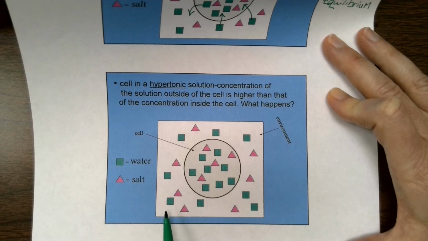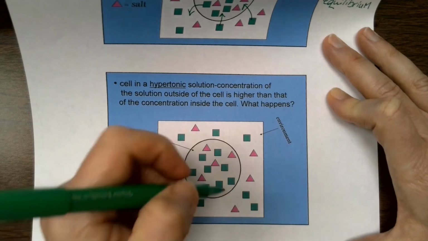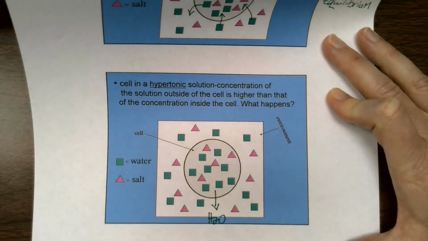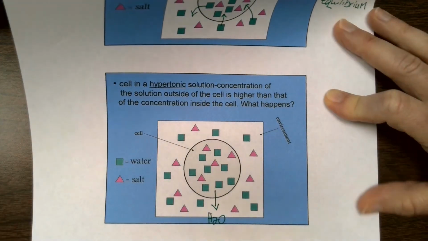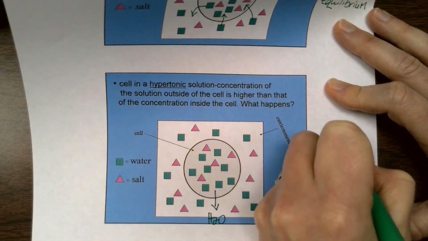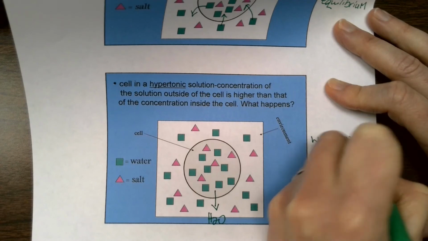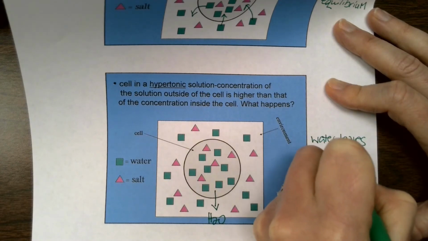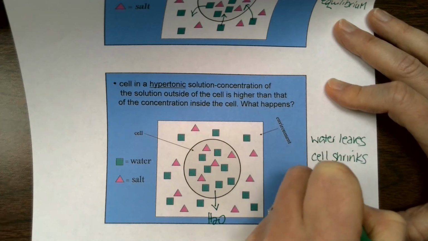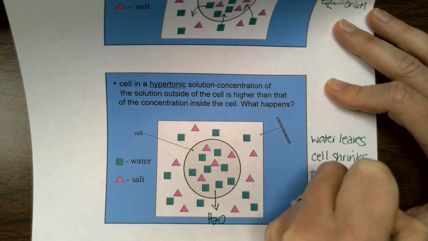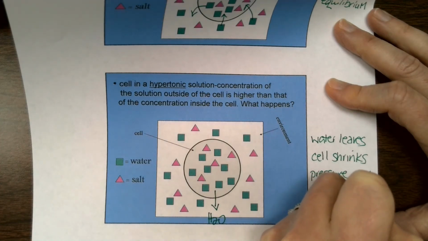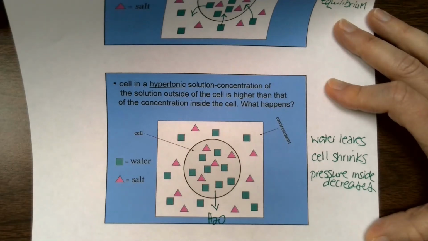And so as a result, what's going to happen? Well, water's going to leave the cell. The cell is going to get smaller, and pressure inside the cell decreases. I would suggest that you write all that on your own notes.